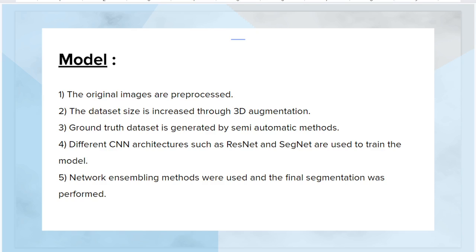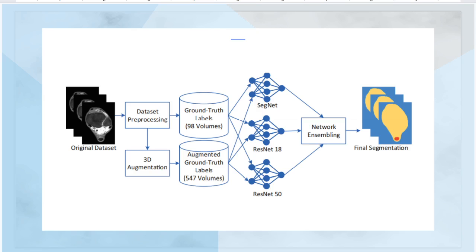Now, I would mention the basic steps that are involved in this work. The original images are pre-processed. The data set size is increased through 3D augmentation. Ground truth dataset is generated by semi-automatic methods. Different CNN architectures such as ResNet and SegNet are used to train the model. Network ensembling methods were used and the final segmentation was performed. This figure shows the model of the proposed work. Now let's understand each of these steps in more details.